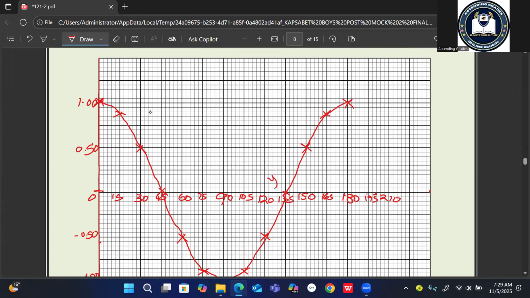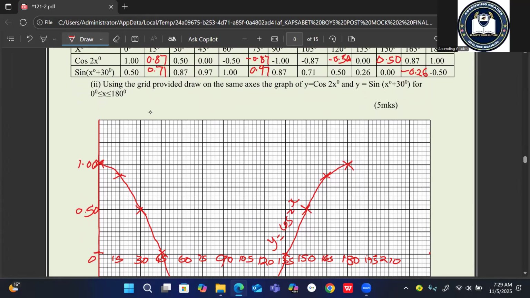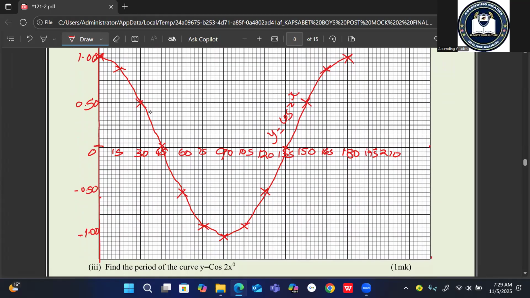So that is for y equals cos 2x. So we go to the other one. That is y equals sin(x plus 30). So we begin with 0, 0.5. Begin it here, 0, then 0.5. So we deduct this line. Let's redraw it.